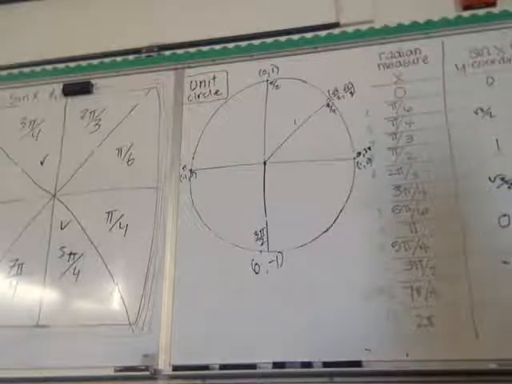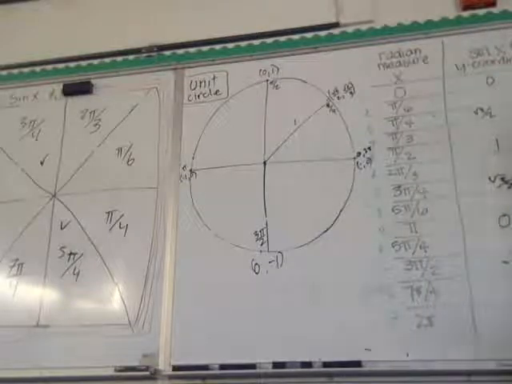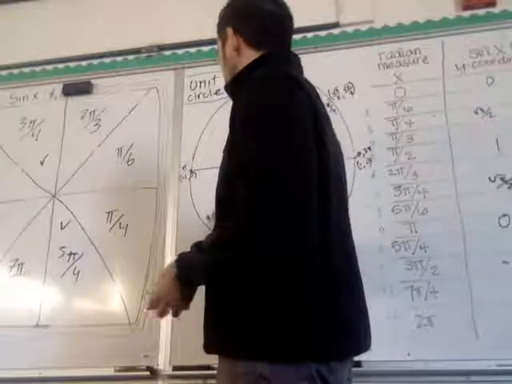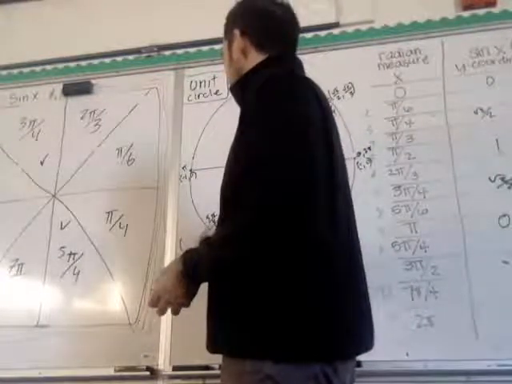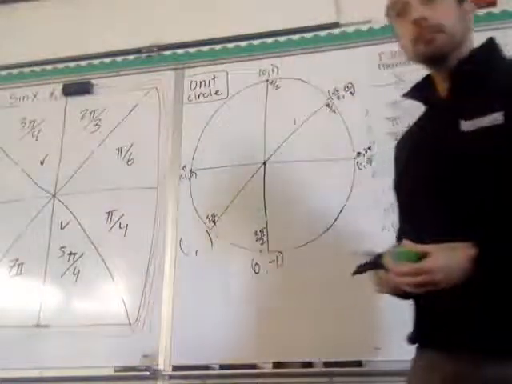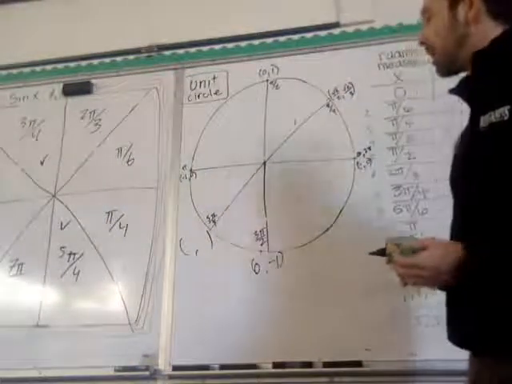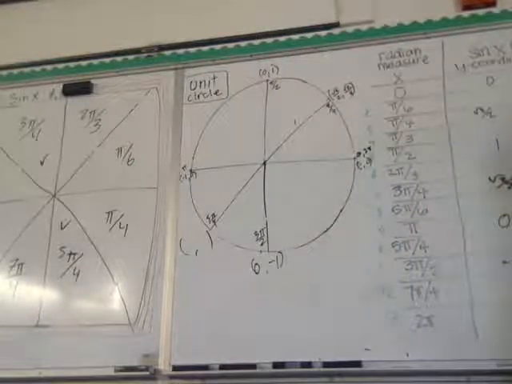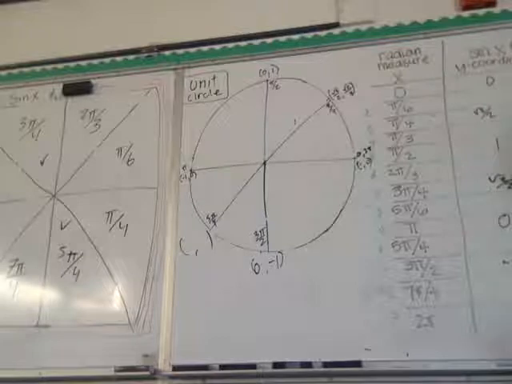5 pi over 4, what quadrant are we talking? Quadrant 3, because pi is the border between 2 and 3. It's a little past pi. So we know this one is down here somewhere. Actually, it's exactly right there. Fire switching X and Y. Why did I put them in this order? It's for the tangent. I thought about that in the morning, but tangent gets easier.